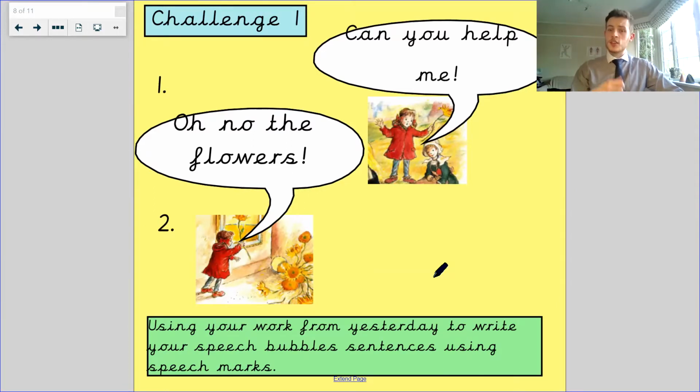So the work you did yesterday, you're going to write the speech marks. So remember the 66 and 99 using the speech bubble words here. Now I've made one mistake. I've said, can you help me? And I've put an exclamation mark. What needs to go there instead of an exclamation mark? And then to end it, you need to tell me who is talking. So 66, the sentence, then your punctuation, whether it's an exclamation mark, maybe a question mark or a comma, then your 99, then who said it.